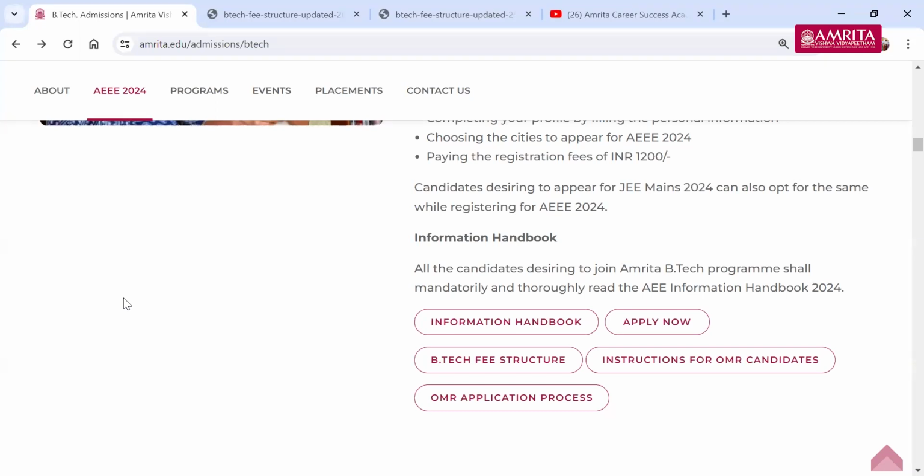I want agriculture at Coimbatore, that's my first preference. I want nursing at Kochi, that's my second preference. This way, you can apply during the counseling. The exam, tentatively, I think, is going to happen only after AAA.